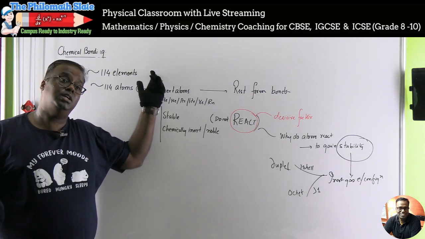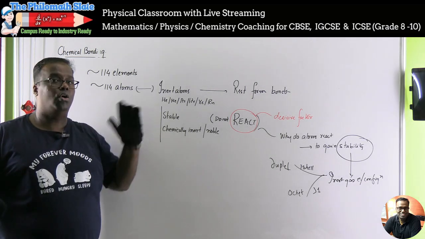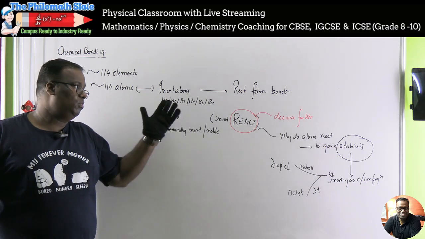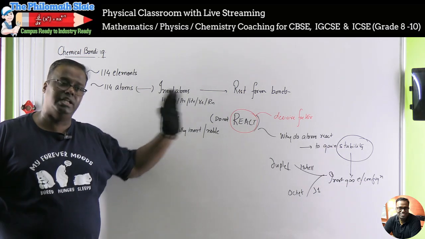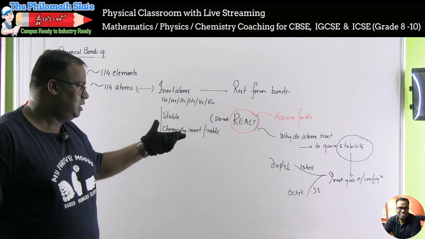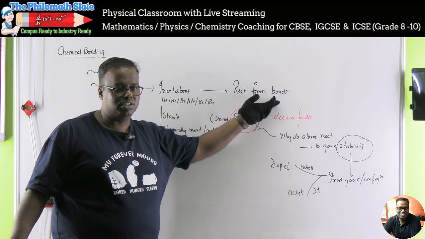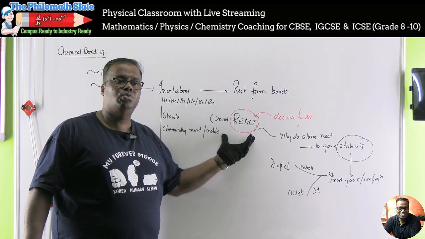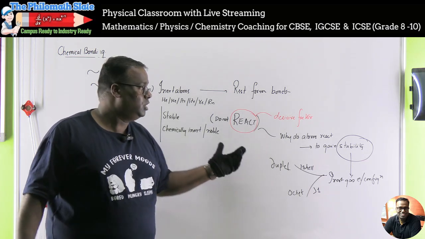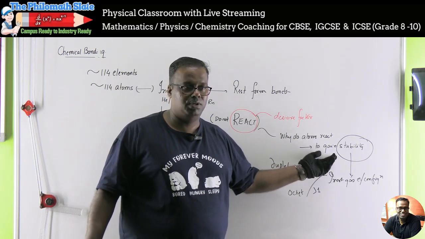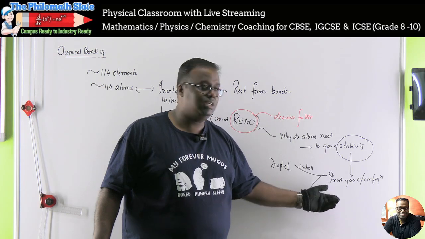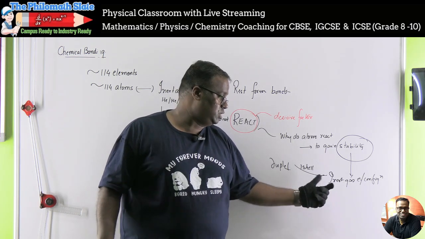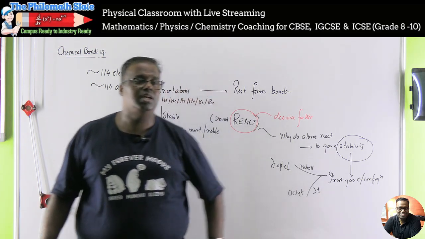114 elements means 114 types of atoms. All do not react. Only the ones apart from the inert gases react. Why do they react? Sir, why do they not form bonds, rather, because we are studying bonds. Bonds are formed by those who will react. Why do you react? You react because you want to get stability. In order to get stability means you are desperate to form the nearest inert gas configuration.